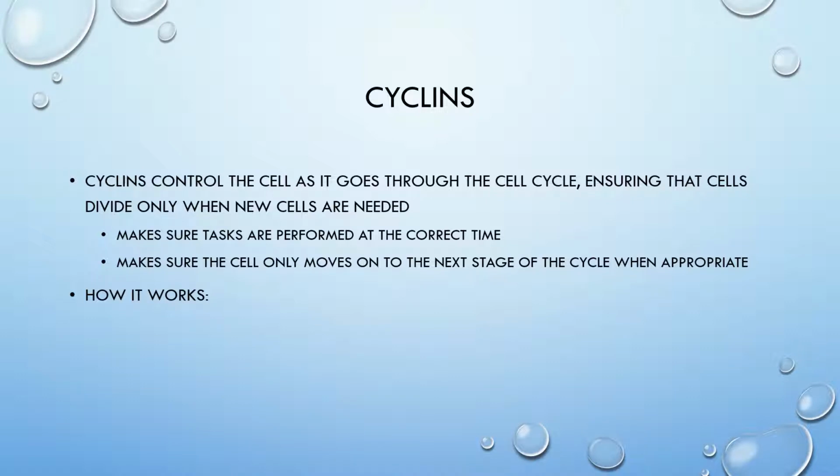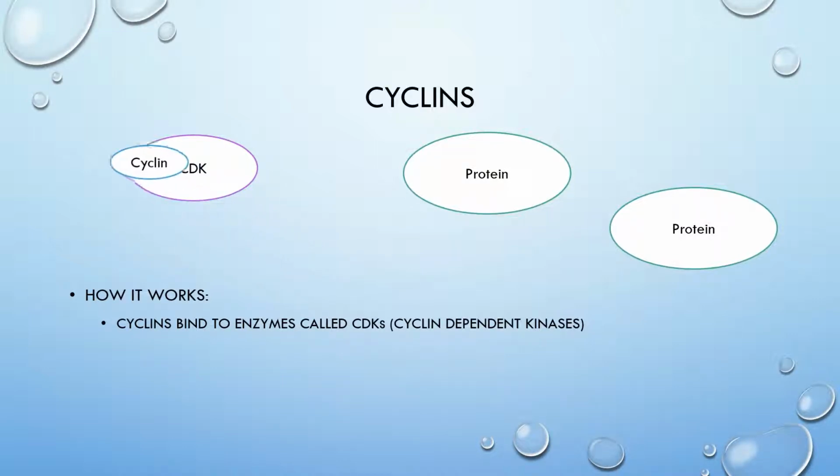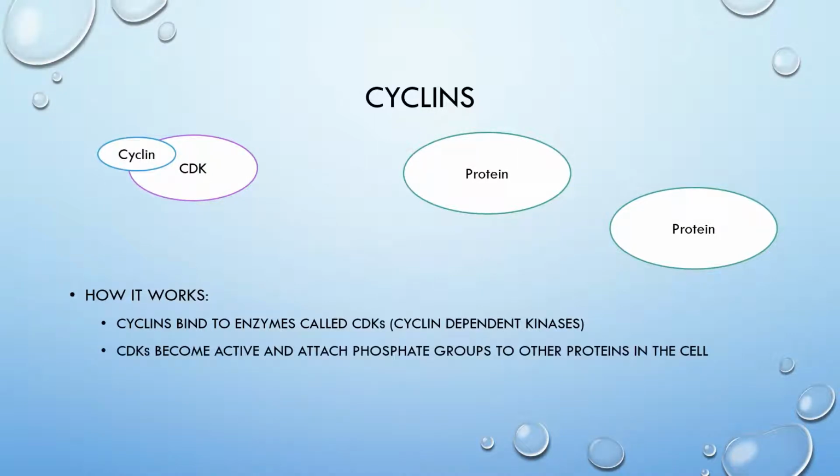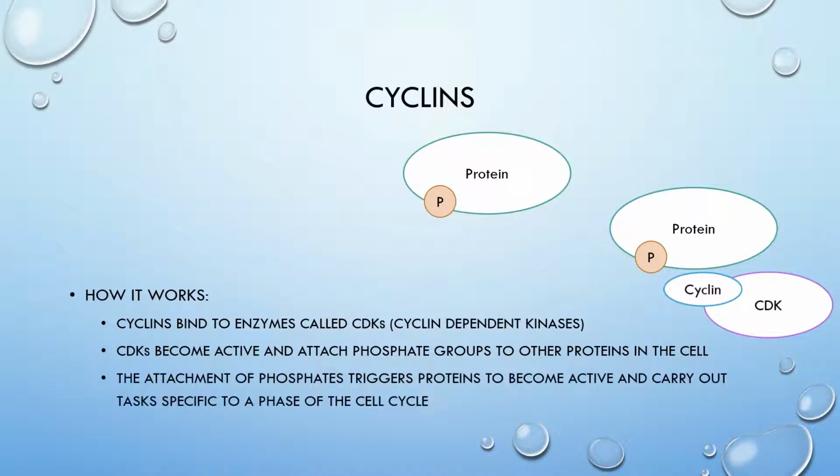Alright, so how do cyclins work? Well, first, the cyclins bind to enzymes called CDKs, cyclin-dependent kinases. And then CDKs become active and attach phosphate groups to other proteins in the cell. The attachment of phosphates triggers proteins to become active and carry out specific tasks specific to the phase of the cell cycle.